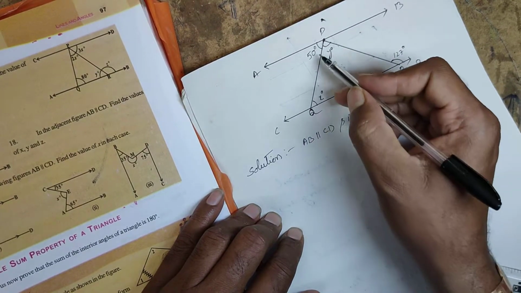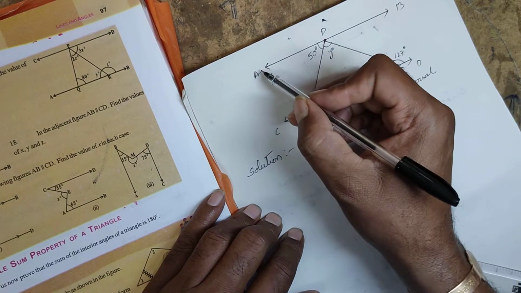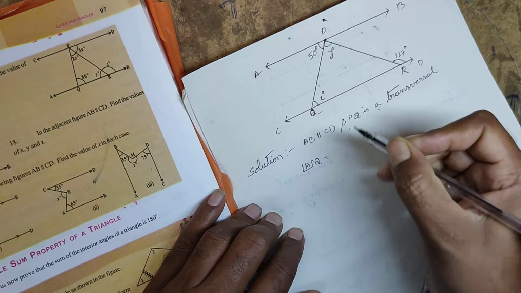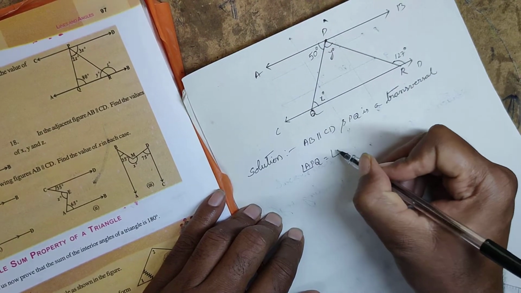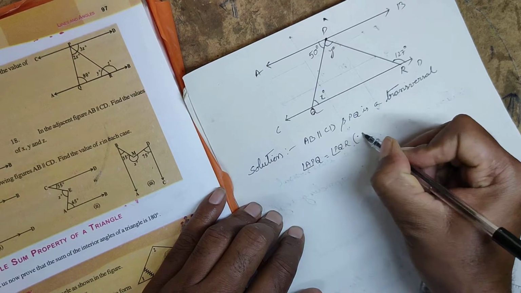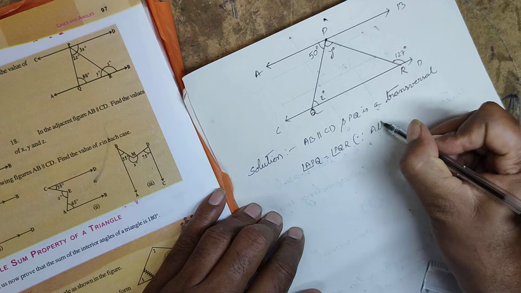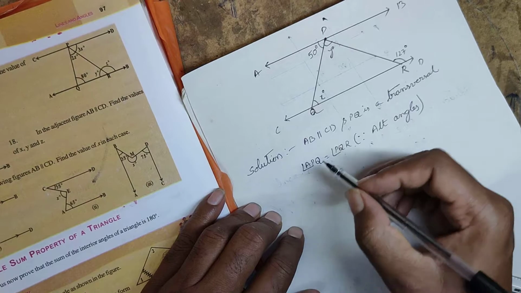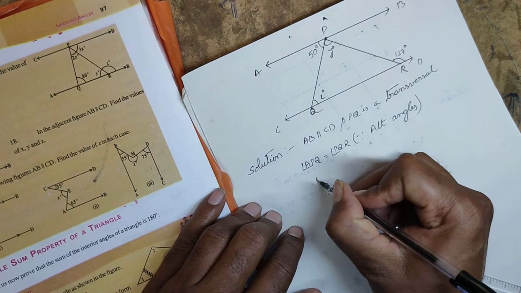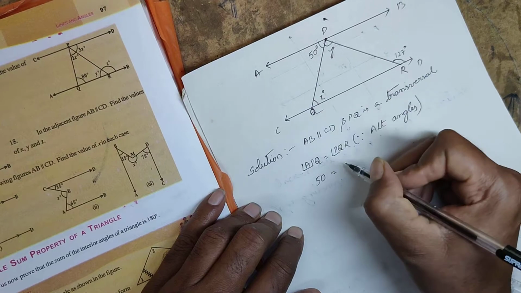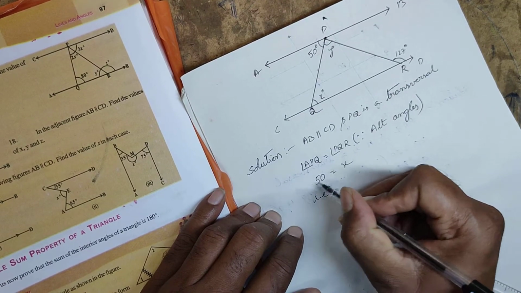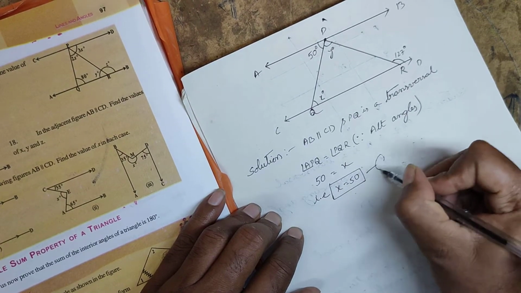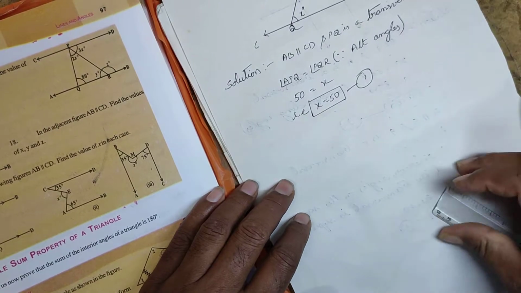Okay, this 50 I can write as angle APQ. Angle APQ is equal to angle PQR, since alternate angles. Now APQ you can write as 50 degrees, PQR you can write as X. That is 50 is equal to X, and X is equal to 50. That is X is equal to 50. You got the value of X here.